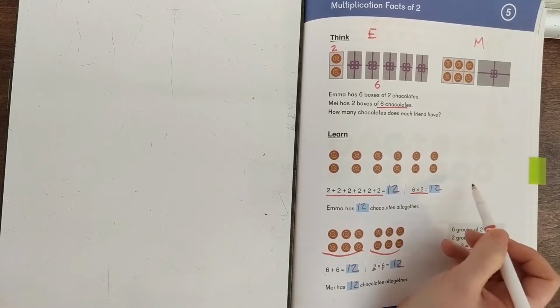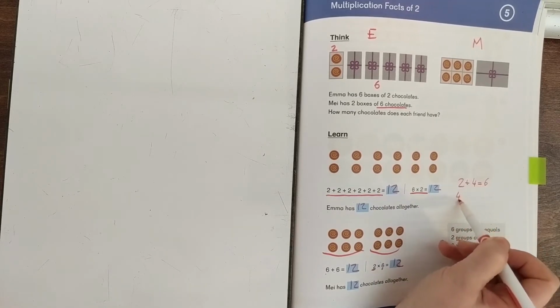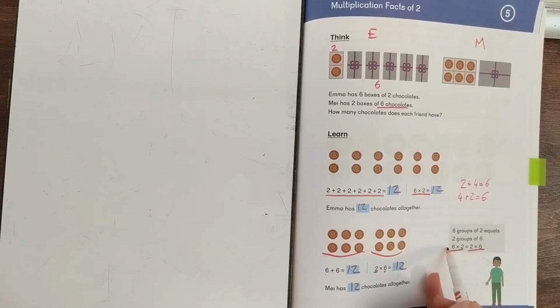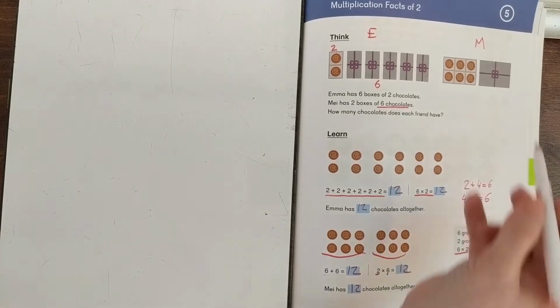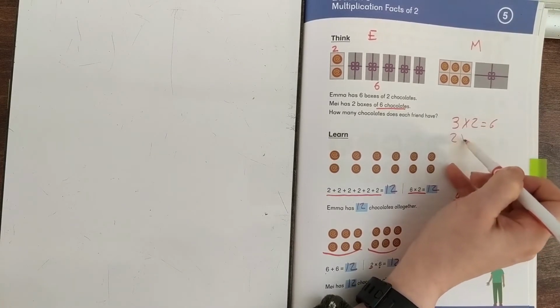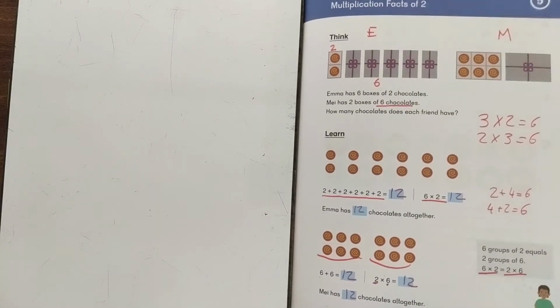Just like when we were adding, if we said 2 plus 4 equals 6, 4 plus 2 is also 6. We're learning that it's the same thing when it comes to multiplying. The order that we place the numbers does not change our answer. So if we said 3 times 2 is 6, 2 times 3 would still be 6. Okay, let's look at the next page.